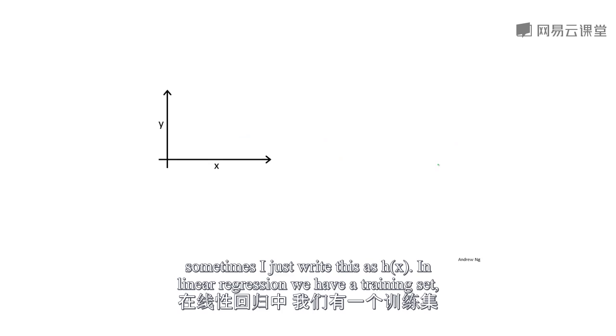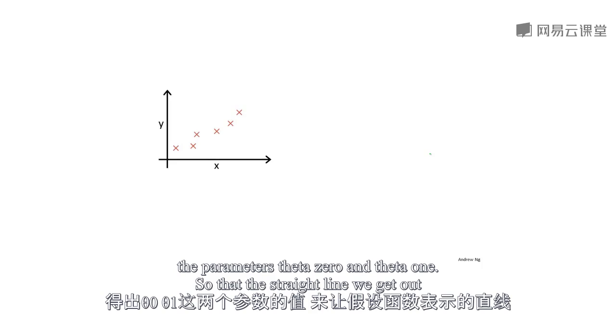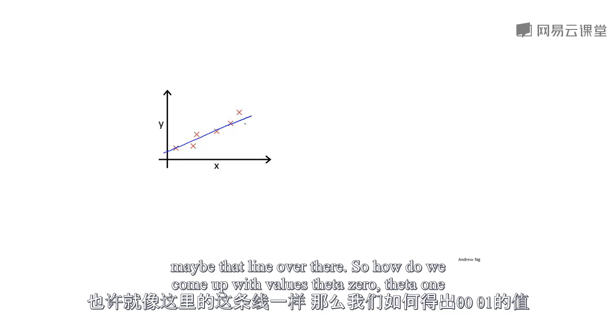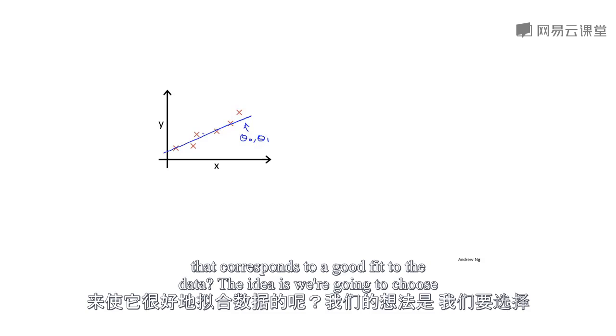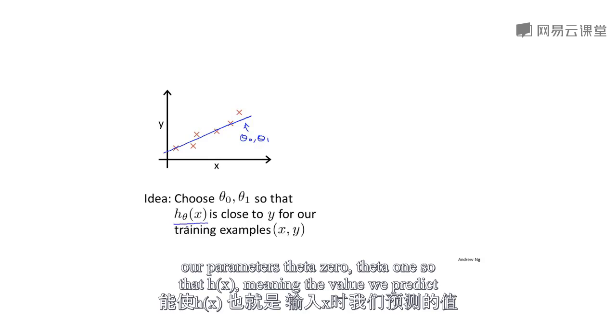In linear regression, we have a training set, like maybe the one I've plotted here. What we want to do is come up with values for the parameters theta 0 and theta 1 so that the straight line we get out of this corresponds to a straight line that somehow fits the data well, like maybe that line out there. So how do we come up with values theta 0, theta 1 that correspond to a good fit to the data?